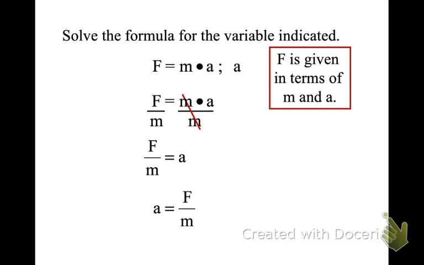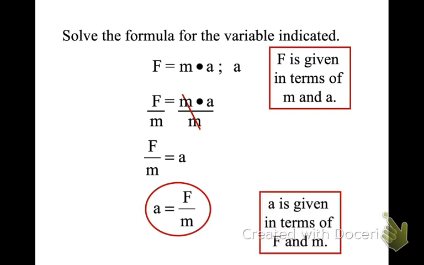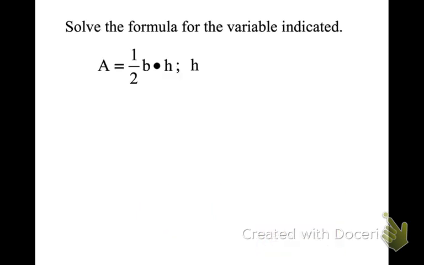Now, very important that you cover all these steps. Do not flip it around until the end. Also, I want you to notice it's a capital F and a little a and a little m. If they're lowercase, you need to keep them lowercase. If they're uppercase, keep them uppercase, because they represent different things. Capital F represents force. Little b means the base line of a triangle, but big B means the base area of a three-dimensional shape. So now A is given in terms of F and M.